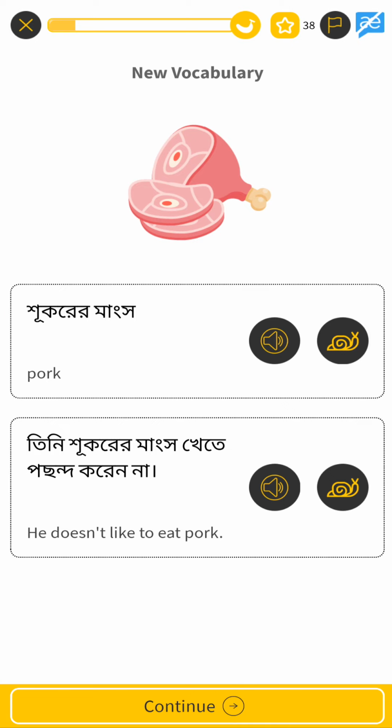So that would be tini, he or she, polite, I think. So pork, khete is the true form of eat. Pochondo koren is like, so I assume that says you do not like to eat pork. And as I move my hand and reveal the translation, he, not you. So yeah, he or she, I was right the first time. I always do that. Anyway, he or she doesn't like to eat, not you don't.